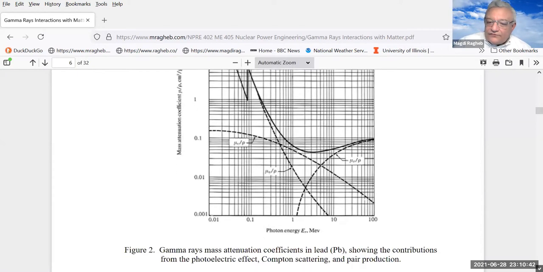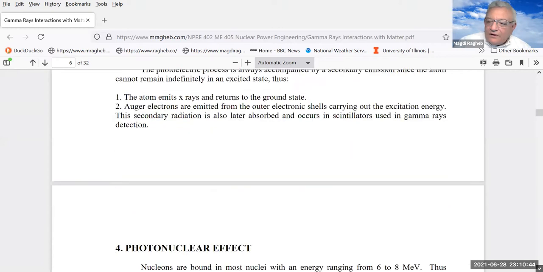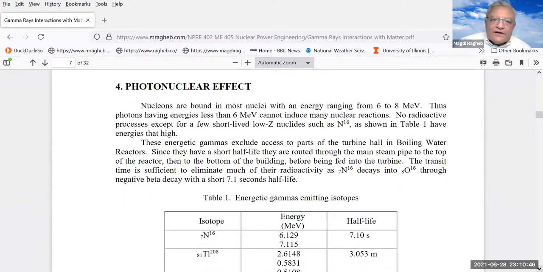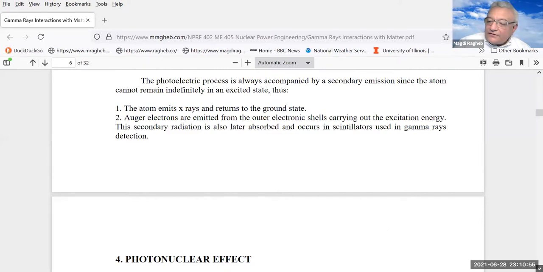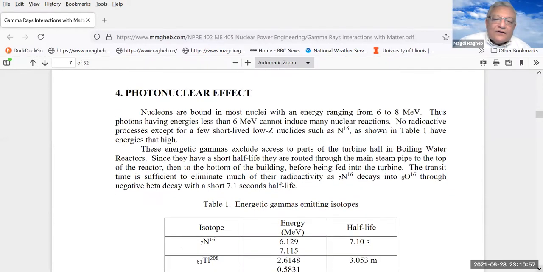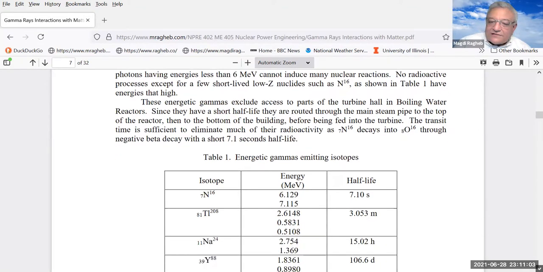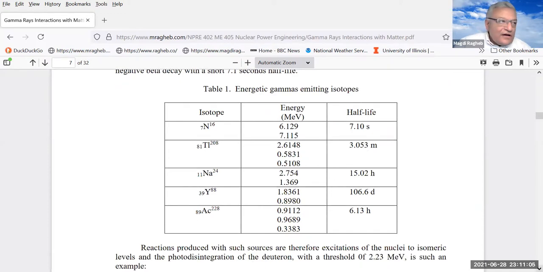All right, so this is the first way that photons of light or gamma or X-rays can interact. They interact with the atom, but very highly energetic photons, in fact, can also interact with the nucleus. And this is what we are going to call the photonuclear effect. Very high energy gamma rays can lead to nuclear reactions by interacting with the nucleus.